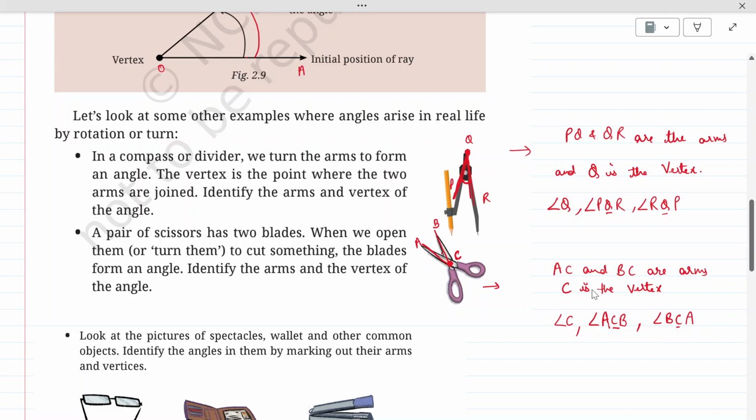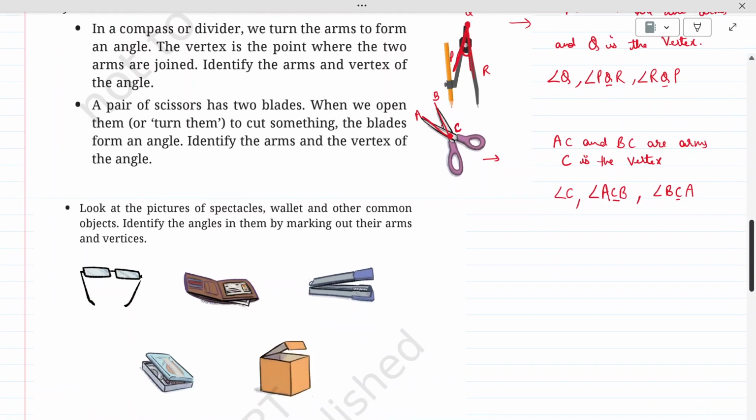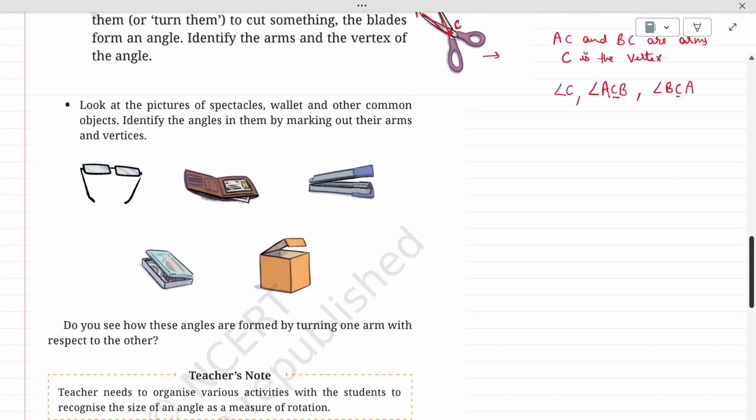Okay, kids. Next, a pair of scissors has two blades, which we have seen. When we open them to cut something, the blades form an angle, right? Whenever we open the scissor, it forms an angle. So we had to identify the arm and vertex of the angle, which we just did. Now, let us go to the other one.